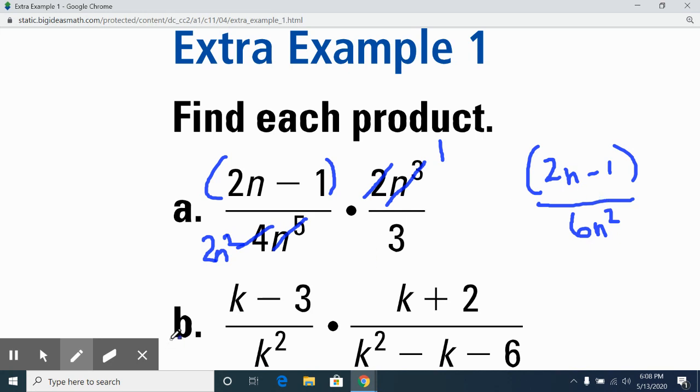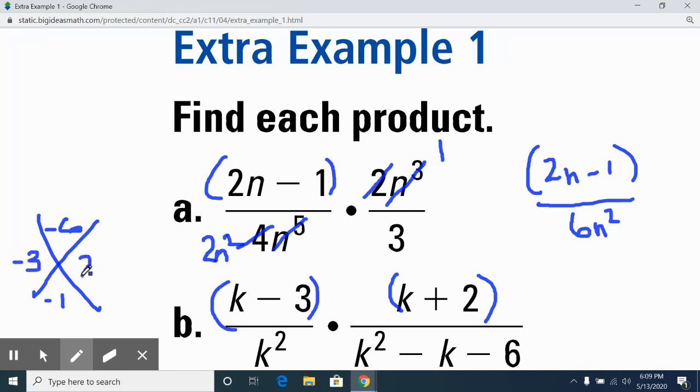Now problem B, let's look at this. I'm going to put these two things in parentheses to remind us that we can't cancel anything out unless it says the exact same thing on the bottom. What I'm looking at is I have a trinomial down here that I can factor. I'm going to do that over here. I have a -6 that I'm trying to multiply to, and I have a -1 that I'm trying to add to. Those factors would be -3 and +2. So I'm going to change this trinomial to two binomials.